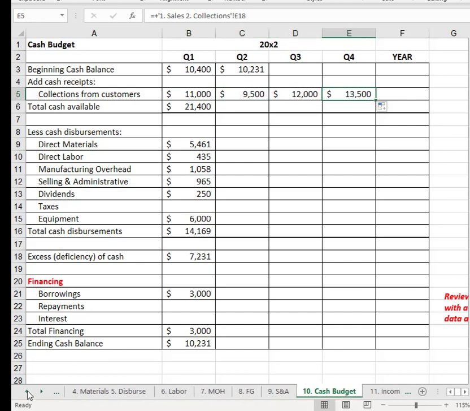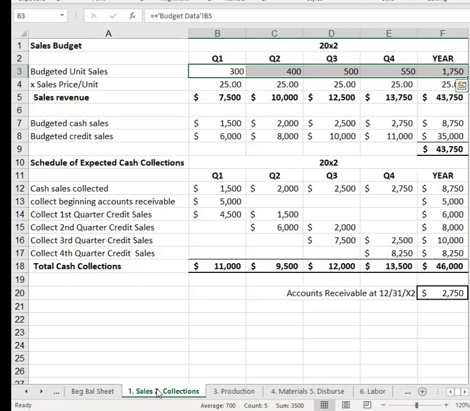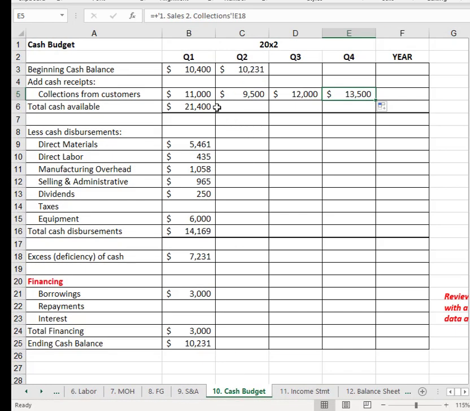Well, let's look. Is that collections? Did that work? Let's verify. Collections. First quarter, second quarter, third quarter, fourth quarter. And so now this formula adds those together. So cash available is beginning plus collections. We can't do this one. We won't know beginning cash for quarter three till we've solved for ending cash of quarter two.